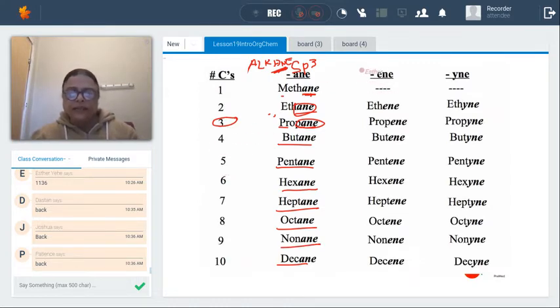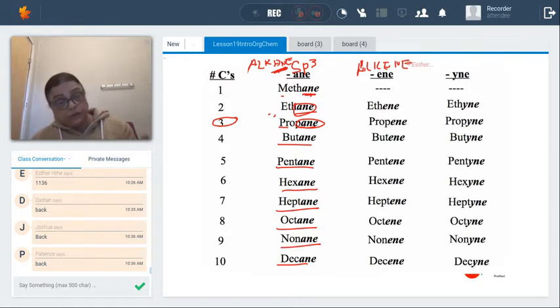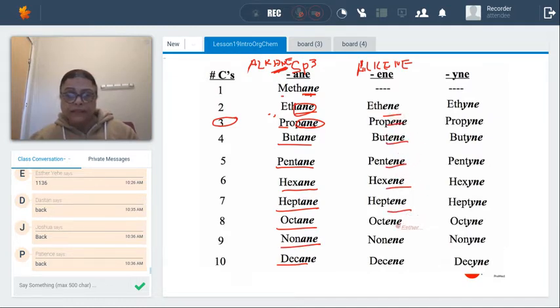When I have a double bond in the molecule, this family is called the alkene family. All the members end with "en": eten, propen, buten, penten, hexen, hepten, octen, nonen, decen. So the ending "en" tells you there is a double bond there. Make sense?